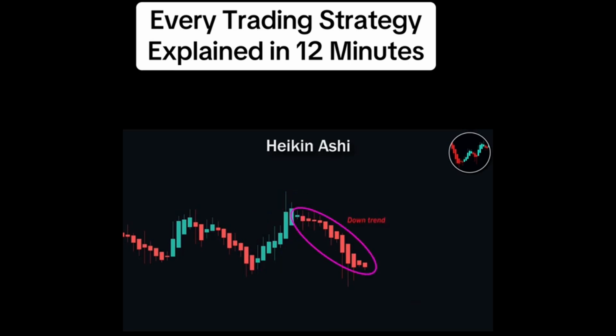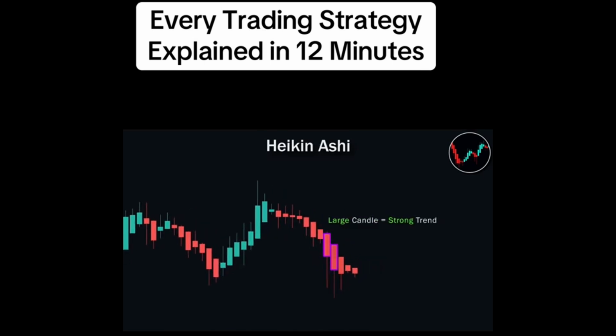The size of the candle's body also indicates how strong a trend is. The larger the candle, the stronger the trend. Keep in mind that the Heikin-Ashi only acts as an indicator.